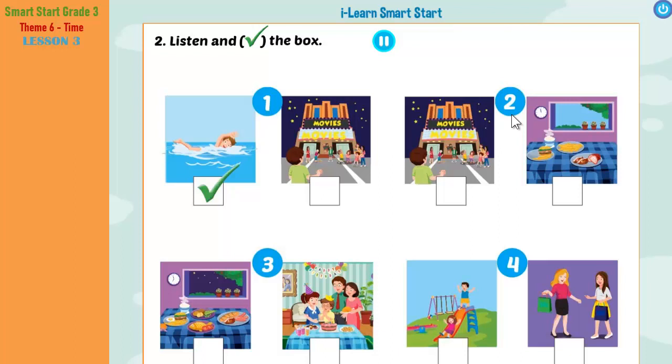2. And what do you want to do in the afternoon? I want to go to the movies. Your place, right? No. Yeah! Okay. 3. What do you want to do in the evening? I want to go to the party. Yeah! 4. Oh! And I want to go to the playground in the morning. Yeah! In the morning?